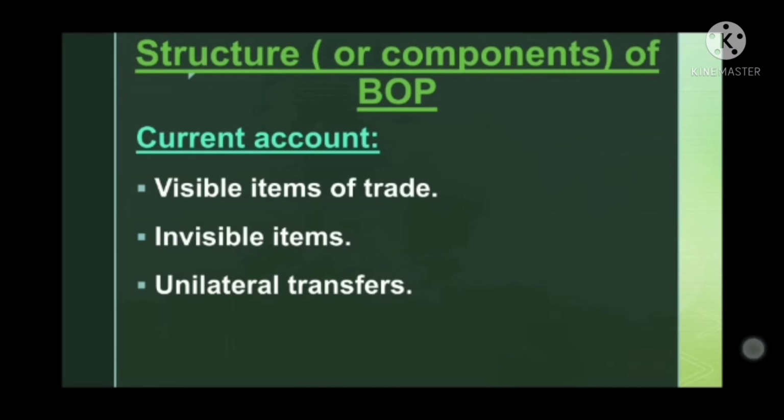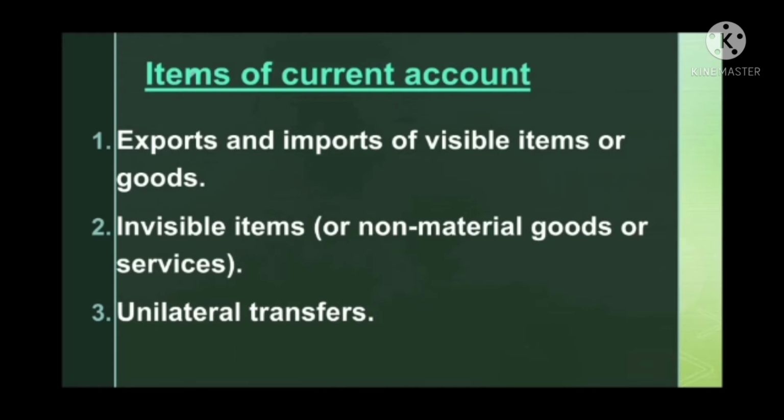Next, items of current account. Exports and imports of visible items or goods, invisible items or non-material goods or services, and unilateral transfers. So point number 1 is exports and imports of visible items or goods. A major part of transactions in foreign trade is in the form of exports and imports of goods, that is visible items. Payment for imports of goods is written on the negative side, debit items, and receipt from exports is shown on the positive side, it is the credit items. Balance of these visible exports and imports is known as balance of trade or trade balance.